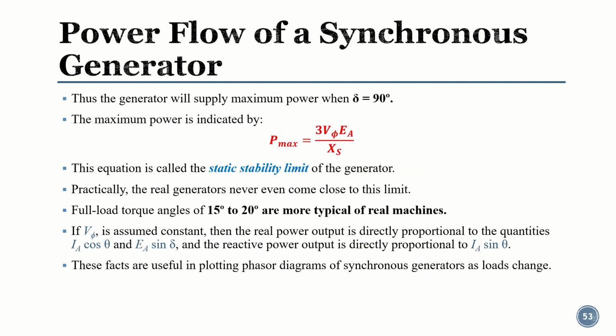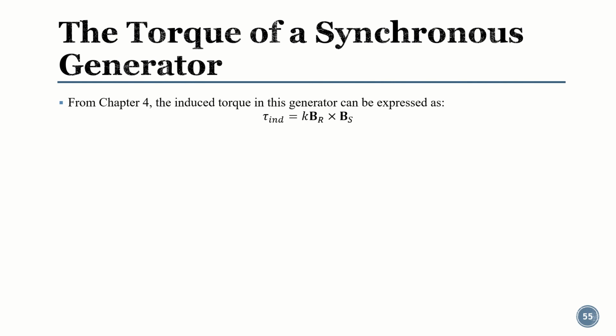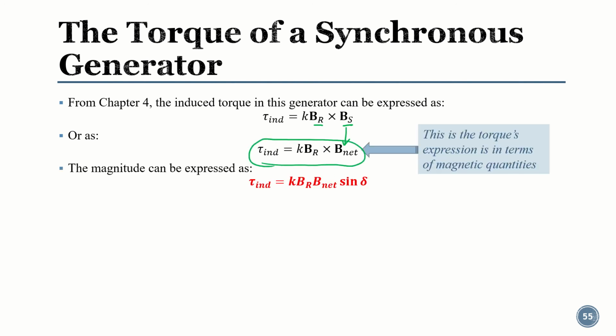The last thing is the power flow diagram. You already know very well about the torque of a synchronous generator. From the last chapter, the induced torque depends on the rotor magnetic field and the stator one. Because of the armature reaction we get the net magnetic field, so the relationship could be like this, or we can express it as sine of sigma, where sigma is the torque angle.